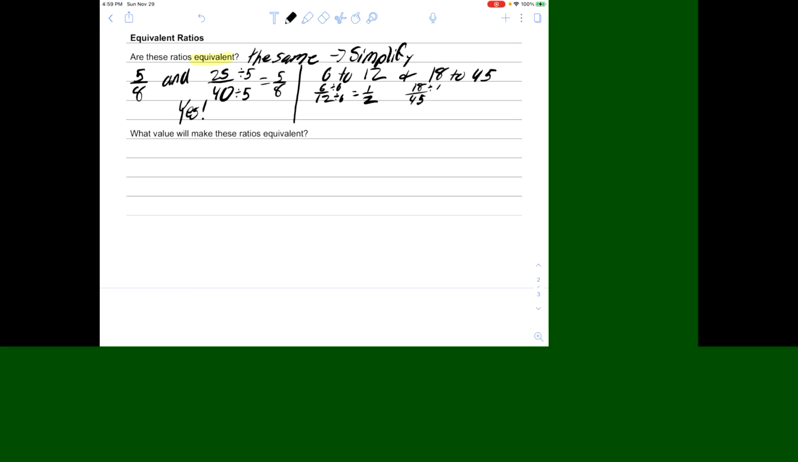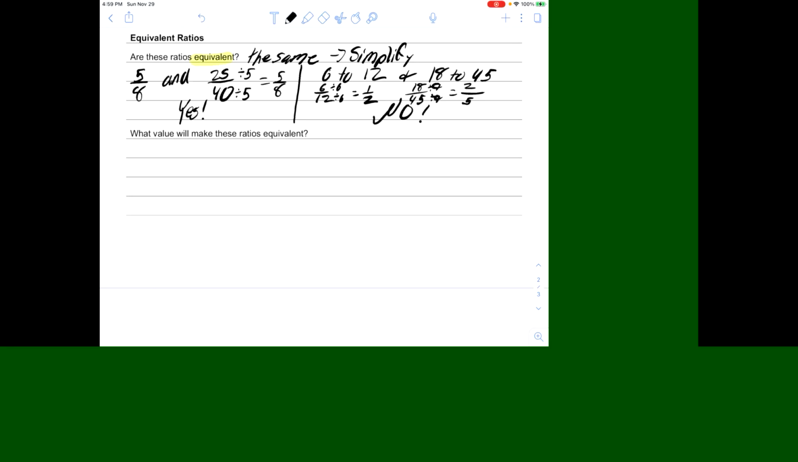Well, I see that 9 goes into both the top and the bottom. 18 divided by 9 is 2. 45 divided by 9 is 5. I can't simplify these anymore. So I have 1 over 2 and 2 over 5. These are not the same. So my answer here would be no. They are not equivalent.